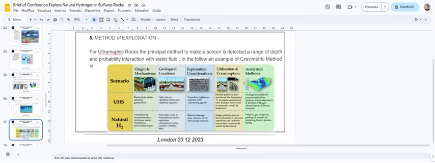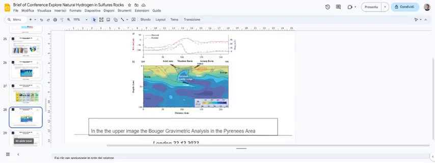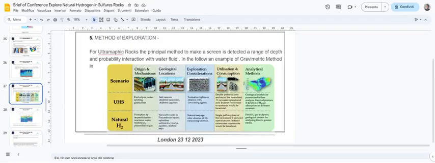For ultramafic rocks, the principal method to make a screen is detecting a range of depth and probability of interaction with water fluid. The following is an example of a gravimetric method that is applied in the region of the Pyrenees. And for natural hydrogen, for example, we also have the fuel gas. We have also analyzed the natural seepage sites, the presence of hydrogen, but we also have to analyze the biological aspects, because there are some bacteria that consume hydrogen.